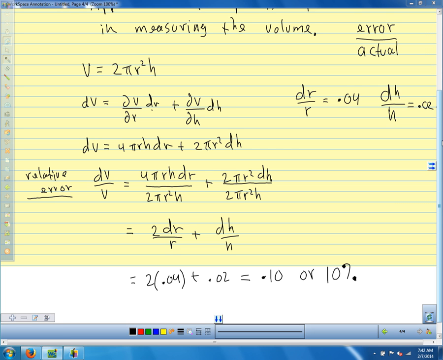So questions on that example? All right. I want to bring this back to the idea of the total differential, back to the idea of differentiability, just briefly.